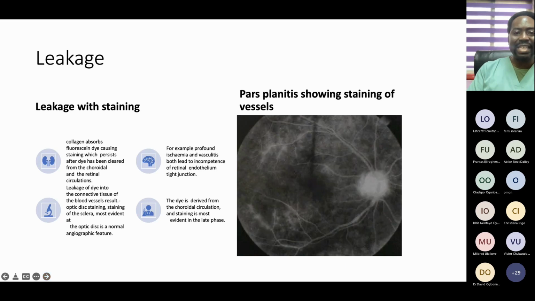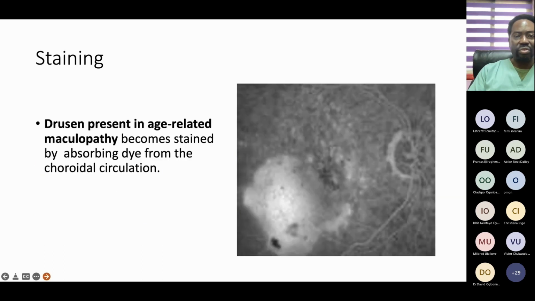Now, there could also be leakage of dye from the edges of the vessels because the vessels are inflamed and abnormal, and this can happen in pars planitis, vasculitis, and posterior uveitis. When the vessels are inflamed, you can see the dye leaking out of the periphery of the vessels as they flow through it.